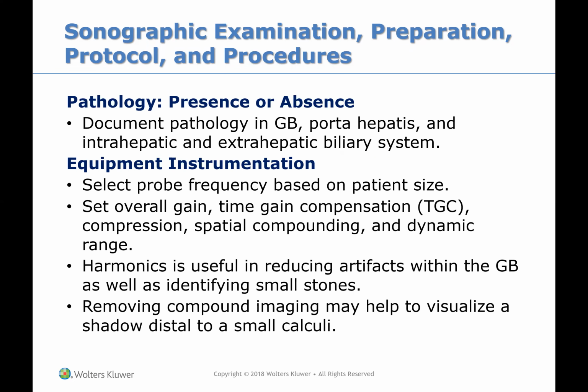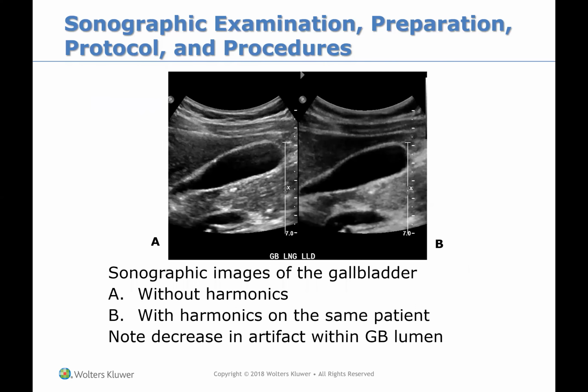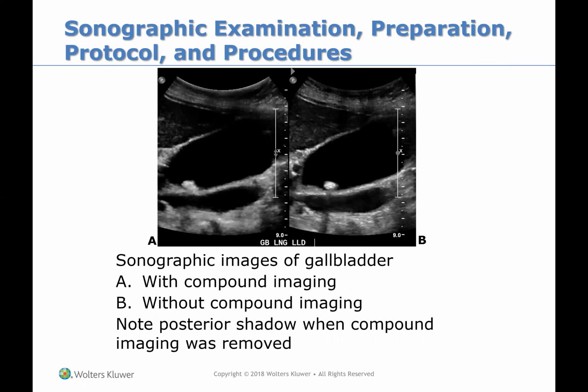Harmonics we can use, and it is a button on your machine and it reduces artifact. So this is an image without harmonics, and this is the image with harmonics. You can see it's just a little bit clearer, and you don't get that white artifact in your gallbladder. Here's another image. This little white echogenic thing that's shadowing, that's a stone.